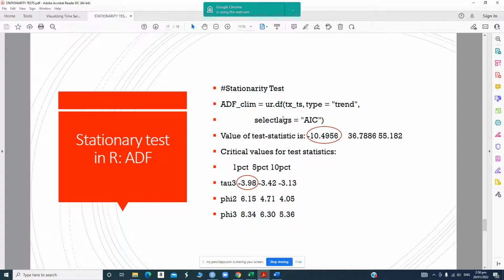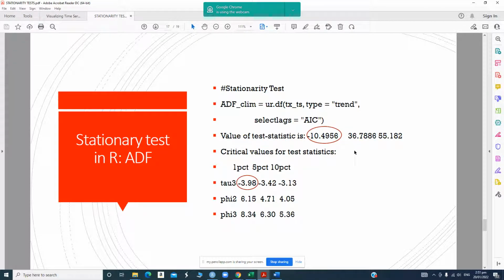Then it's always good to automate the maximum lag selection, the optimum lag selection. So in this case, I use my AIC. So if I've done it, this is what we obtained.